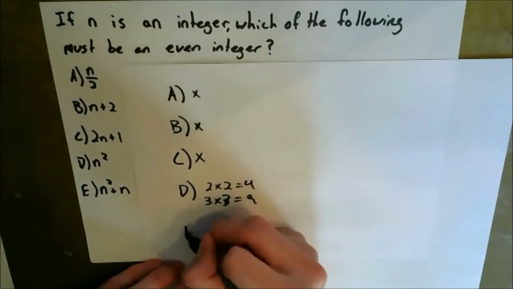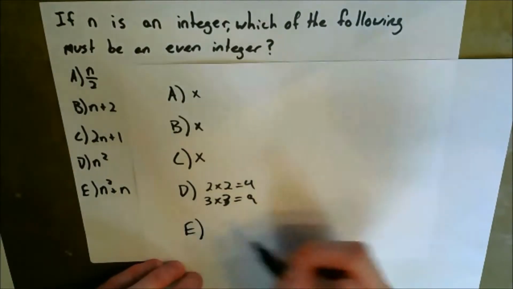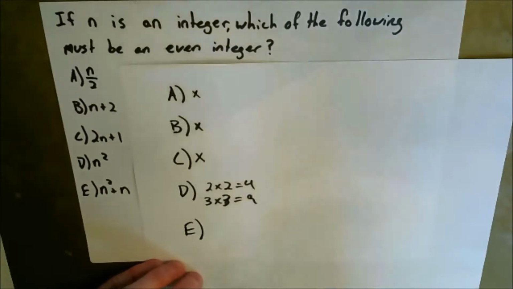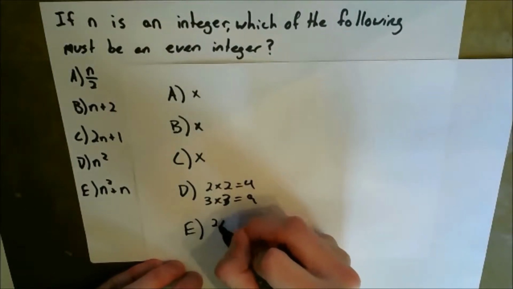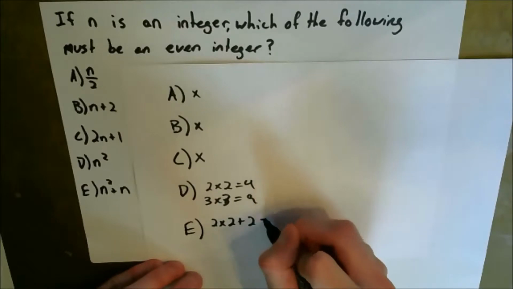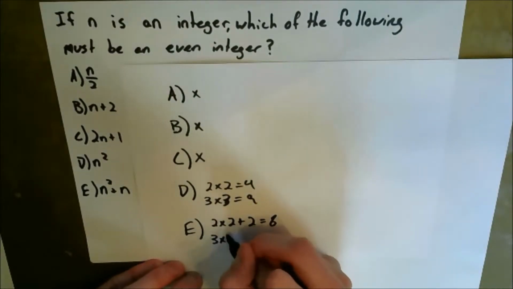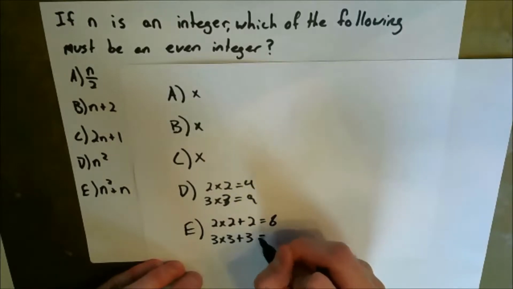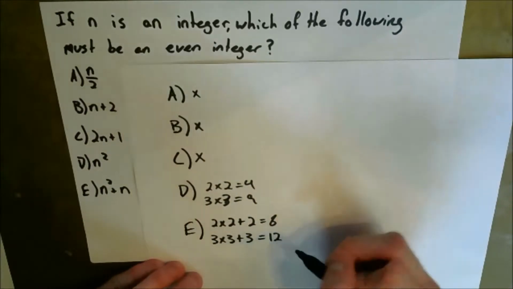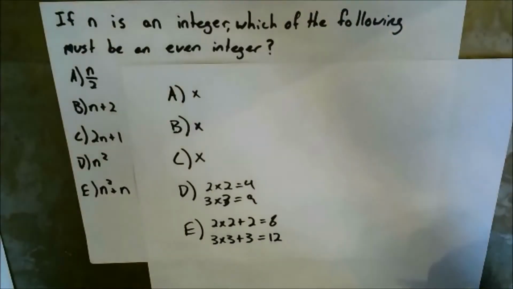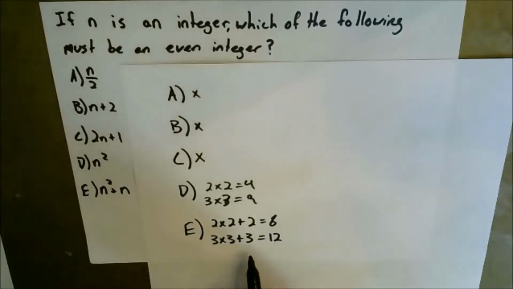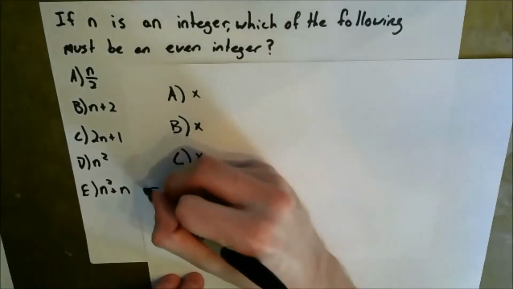Finally, we get to E. n squared plus n. So let's try it. For an even integer, 2 times 2 plus 2, that equals 6. And for an odd integer, 3 times 3 plus 3, that equals 12. So this works, because an odd integer squared is another odd integer, but then we're adding an odd number to that odd, and an odd plus an odd is always even. So we find that E is our answer. Moving on.